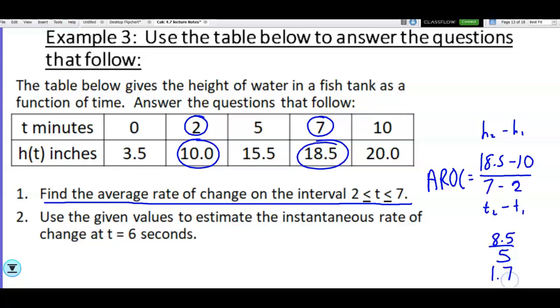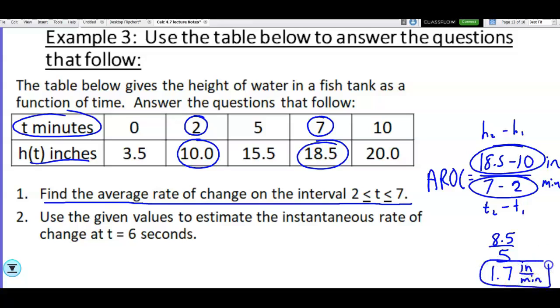Now, I want to include the units on this, right? The top numbers are from height, so those are inches. The bottom numbers, 7 and 2, come from the top row, which is minutes. So what we have here is 1.7 inches per minute. Now you'll notice that since it's a positive value, you can assume that the height of the water is increasing by 1.7 inches per minute.